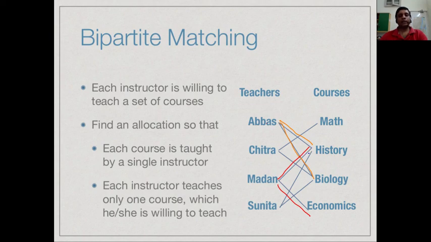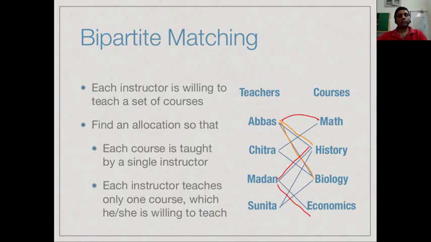Now what we have to do is allocate these courses to the teachers. Obviously, each course is going to be taught by exactly one teacher. Okay? But also we would like that each teacher teaches only one course, and that course should be something that the teacher is willing to teach. So we would not like an allocation, for example, which asks Abbas to teach math because he has indicated that he is not comfortable teaching math. Okay? So we want to find such an allocation that each course is taught by a single instructor. Each instructor teaches only one course, and that is a course which he or she is willing to teach.